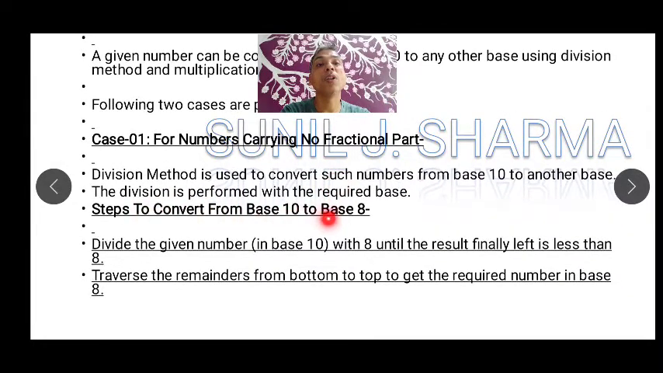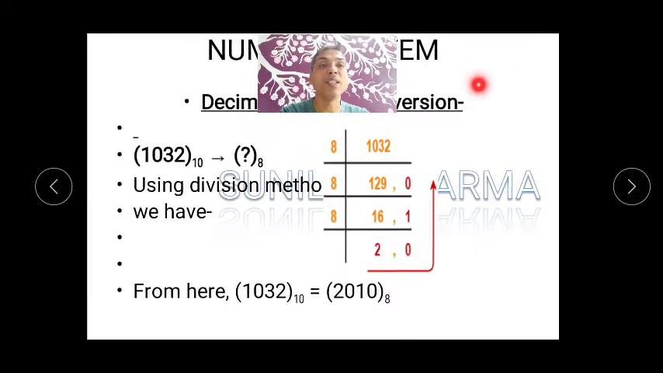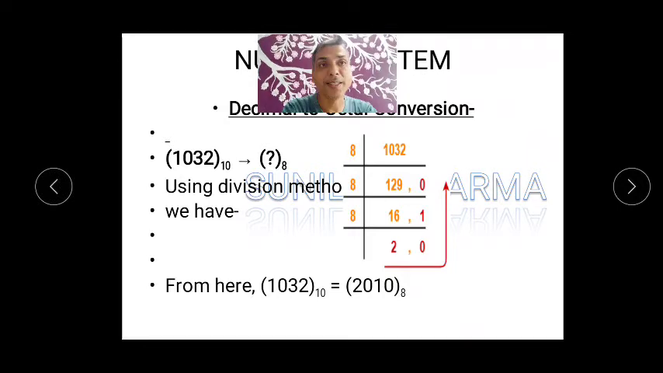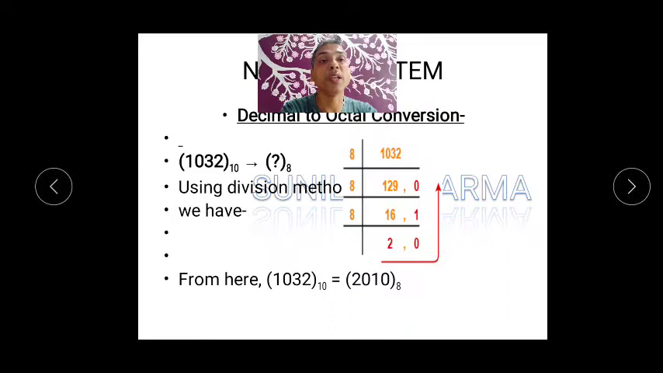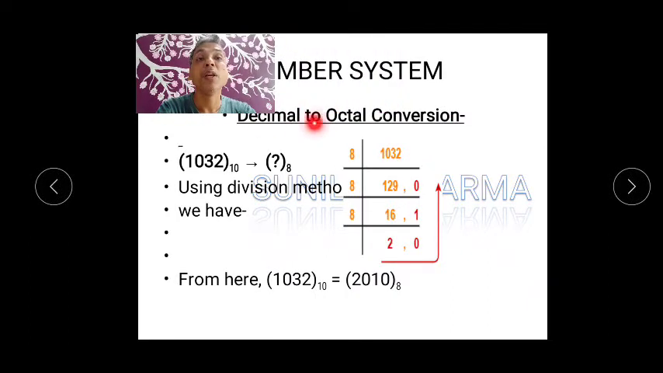Steps to convert from base 10 to base 8: divide the given number with 8 until the result is finally less than 8. Traverse, that means move the remainders from bottom to top, and get the required number in base 8. When we see the examples in exams, I am not expecting any theory. I will be giving you some problems only, like a mathematical paper. The first chapter is a mathematical paper only.